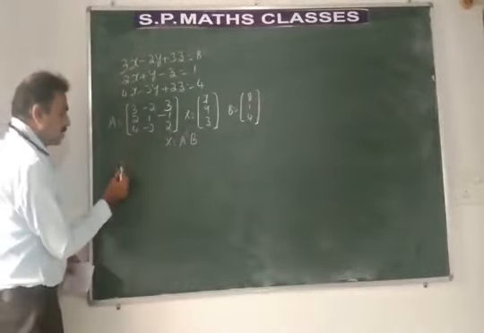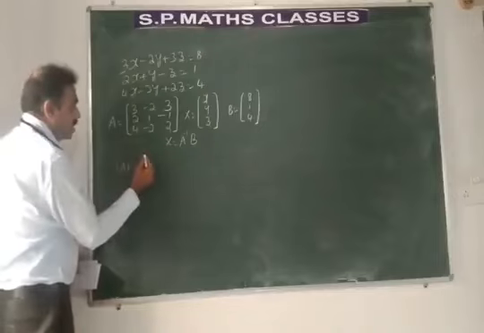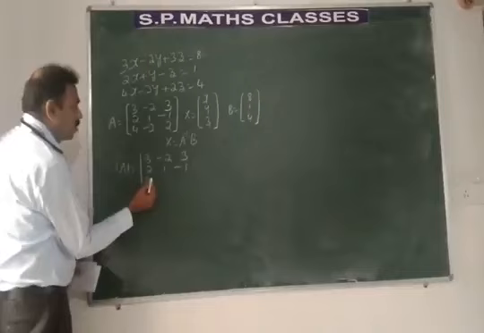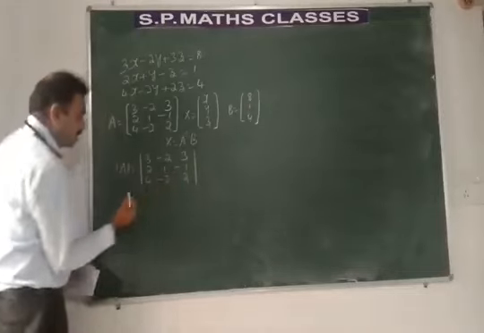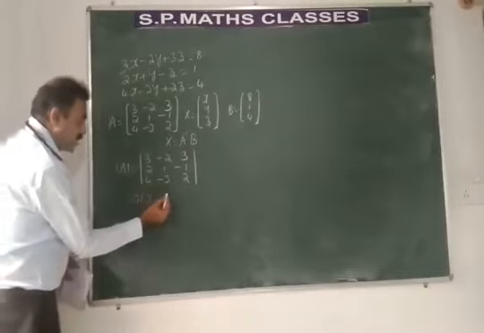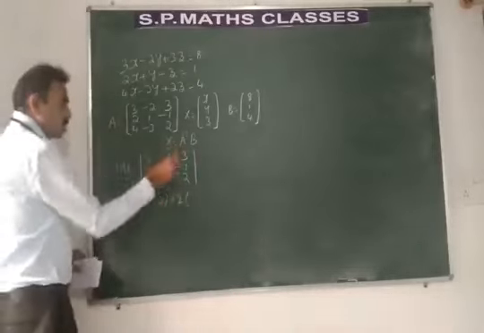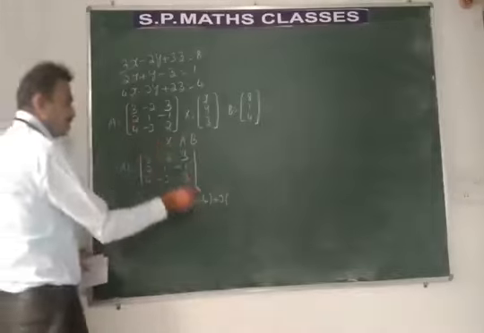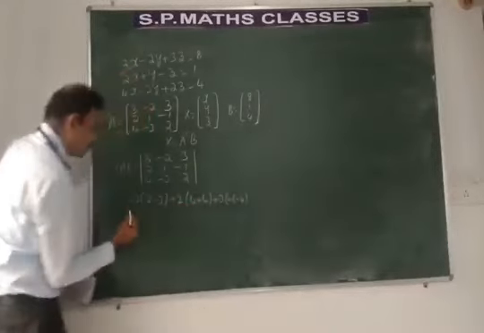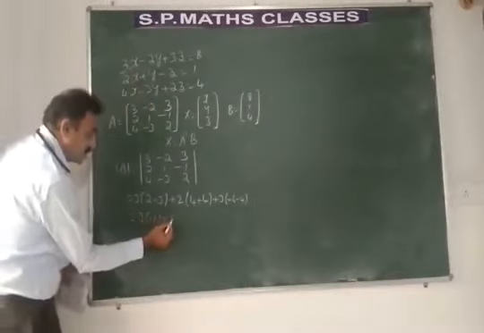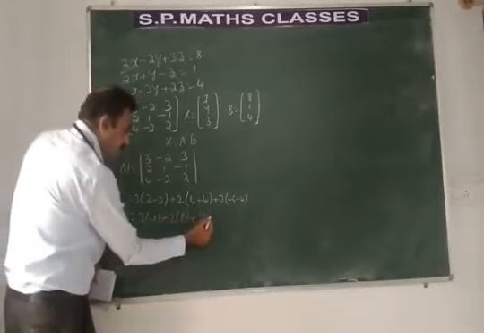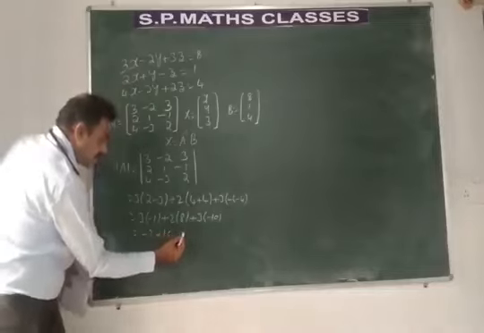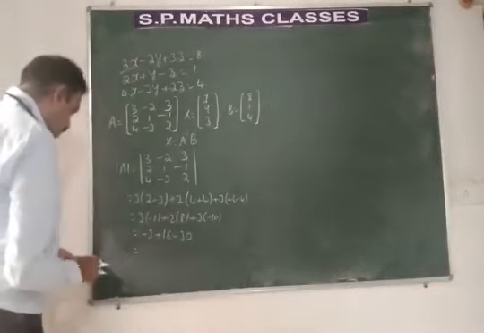To find A inverse, we need to find determinant A first. This is 3, minus 2, 3, 2, 1, minus 1, 4, minus 3 and 2. So 3 into 2 minus 3, minus 2 into 4 plus 4, plus 3 into minus 6 minus 4. We get 3 into minus 1, plus 2 into 8, plus 3 into minus 10. Minus 3 plus 16 minus 30.